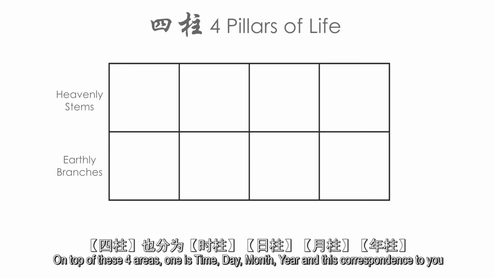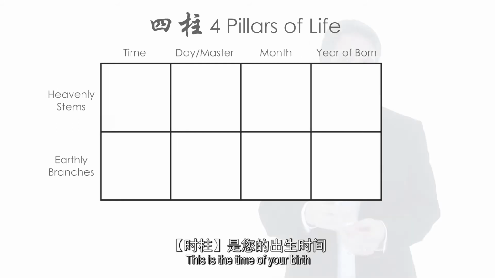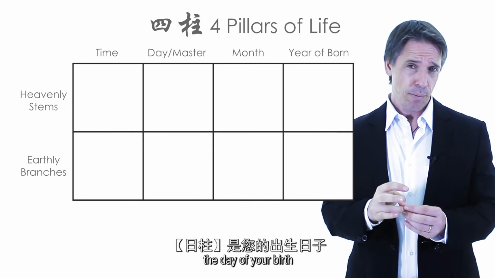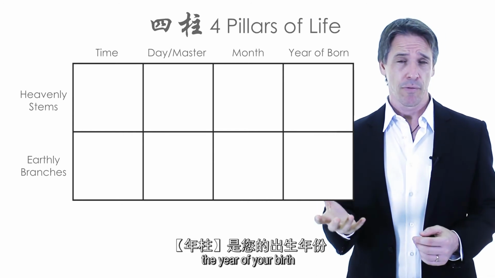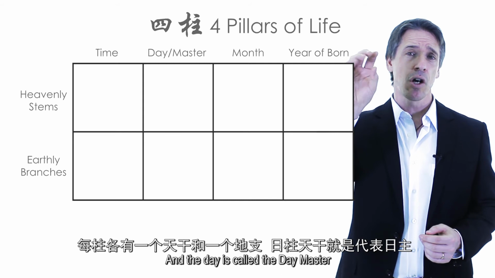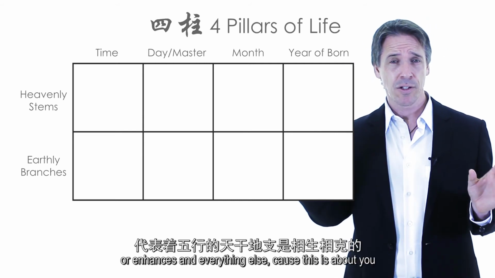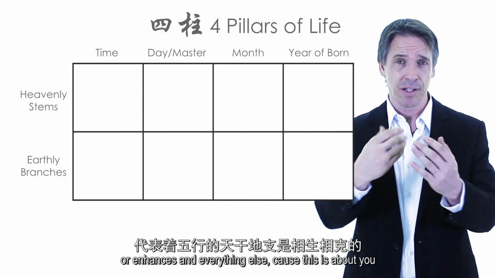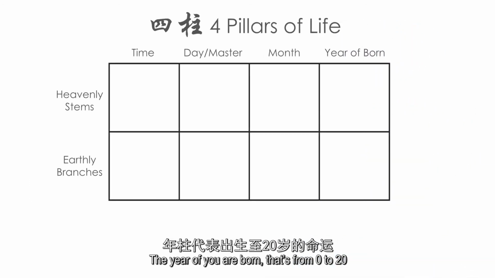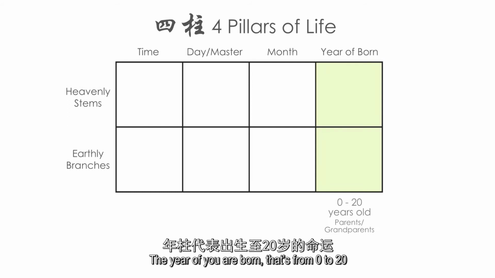Now, on the top, on those 4 areas, 1 is time, 1 is day, 1 is month, and 1 is year. This corresponds to you. This is the time of your birth, the day of your birth, the month of your birth, and the year of your birth. And the day is called the day master. And what this means is that it either controls or enhances, or is controlled and enhanced by everything else, because this is about you. The year you were born, that's from 0 to 20.